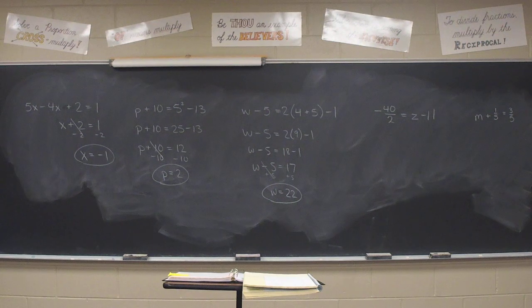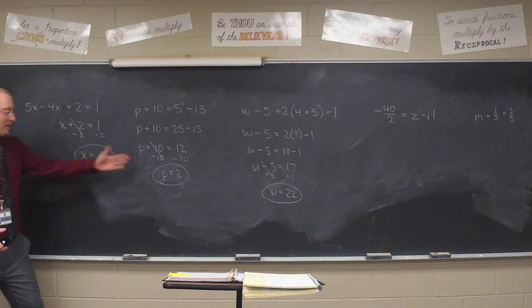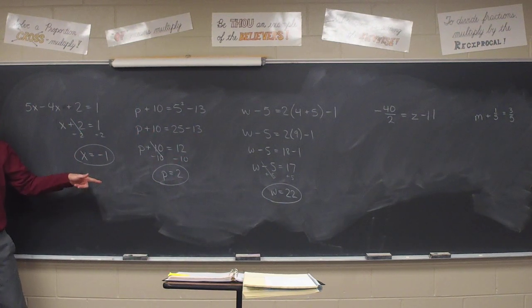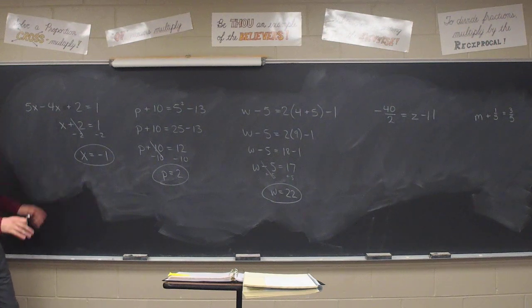All right, so real quick, the rest of you keep on working. Michael and Jalen, I want you to look up this way since you just came in. As we solve equations, the ultimate goal of an equation is to get this: x equals, p equals, w equals. The letter all by itself, right? That's the ultimate objective. Get the letter all by itself.